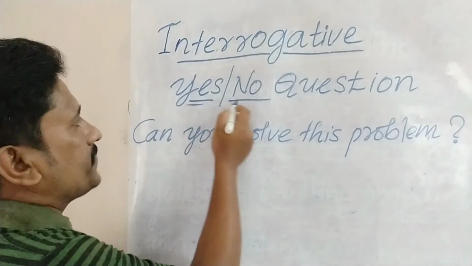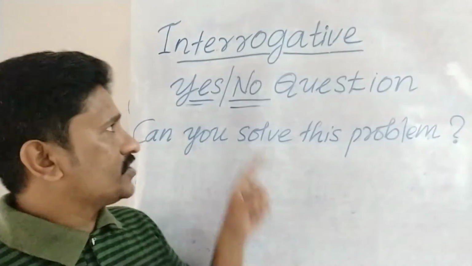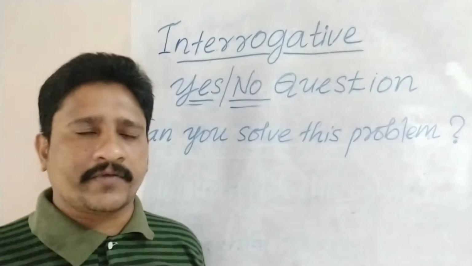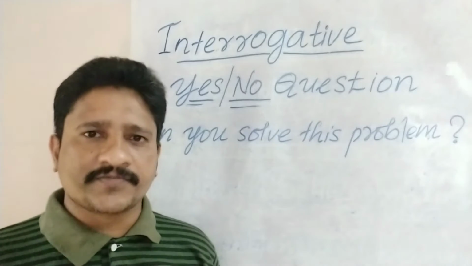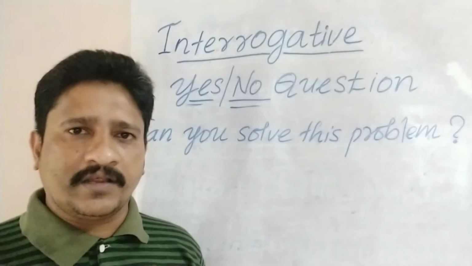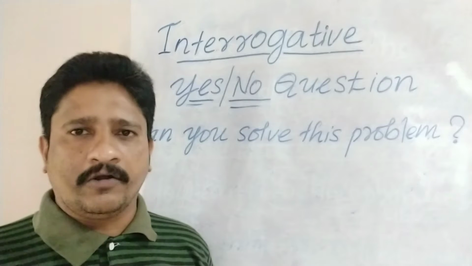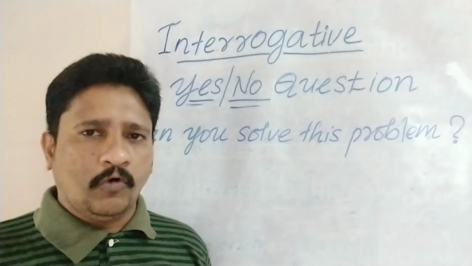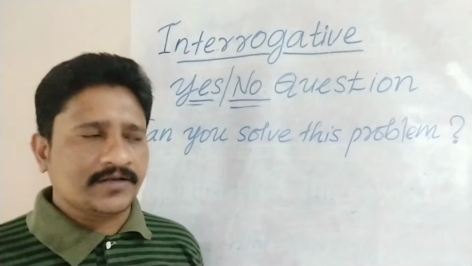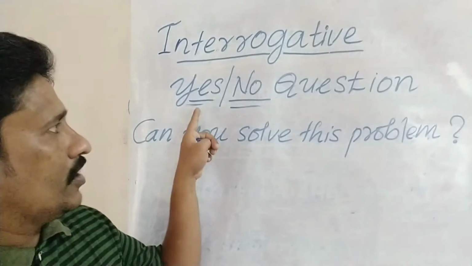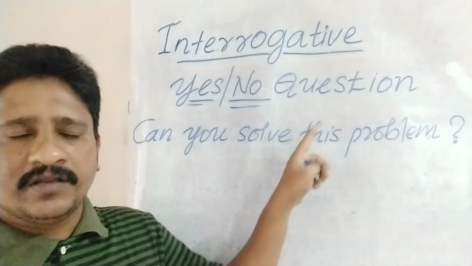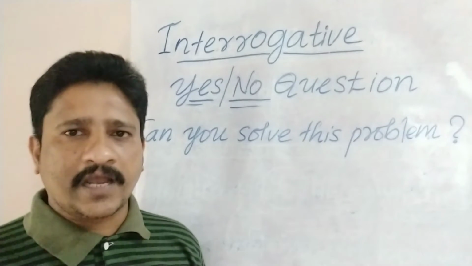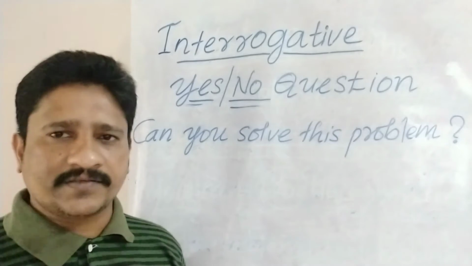There are different types of interrogative sentences, and I'm taking up the first one as an example: yes or no questions. An interrogative sentence can be a yes or no question, or it can also be a WH question, which begins with question words like what, where, when, how, and so on. So let's focus on yes no questions and see how they can be changed from active into passive voice.